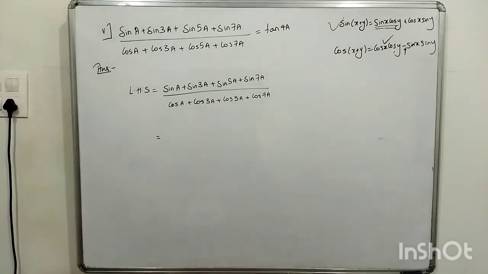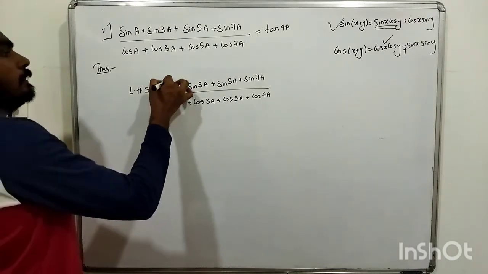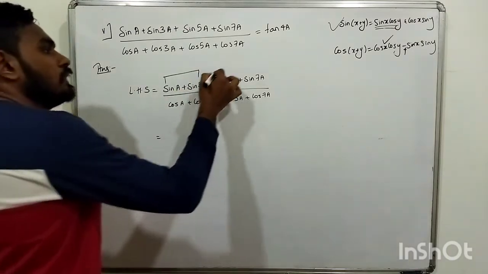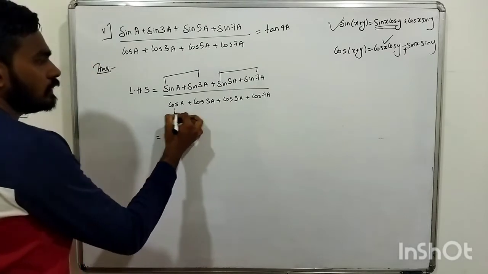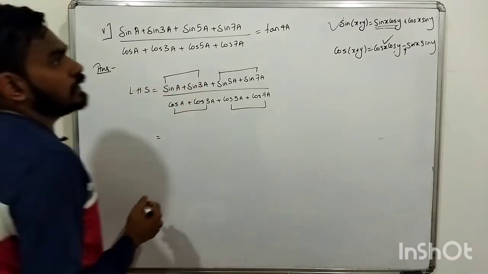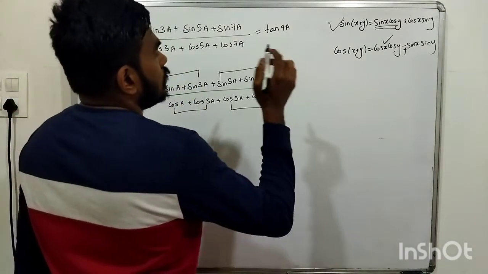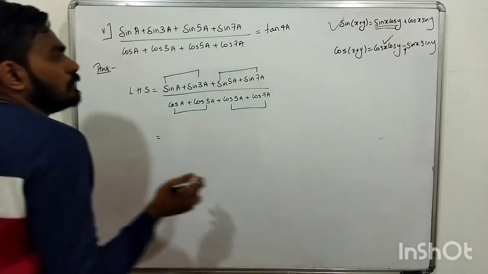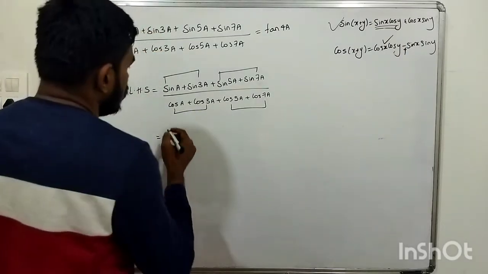Sin A plus sin 3A we will solve separately, then sin 5A plus sin 7A, this two separately, and the cosines also. All these 4 separately we will solve. Now first it is sin A plus sin 3A. For this, obviously this formula will be used. So looking at that, what will we get?